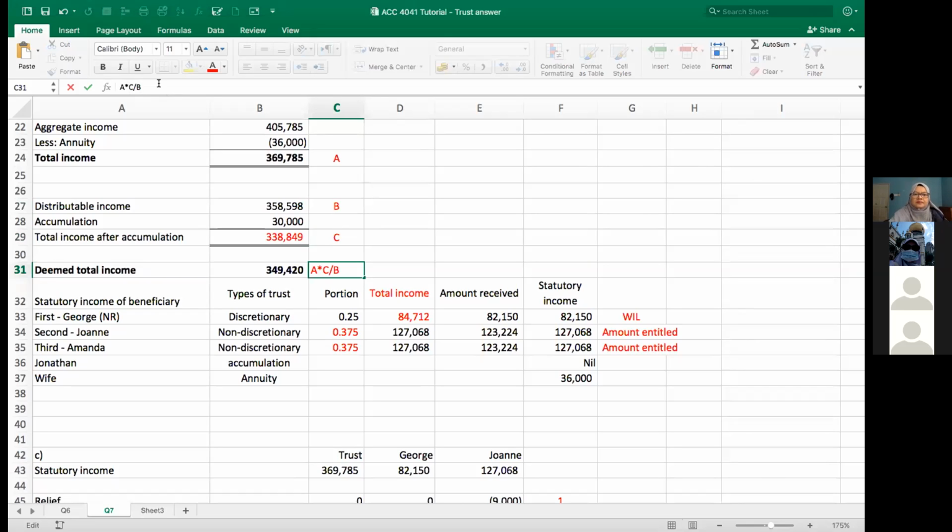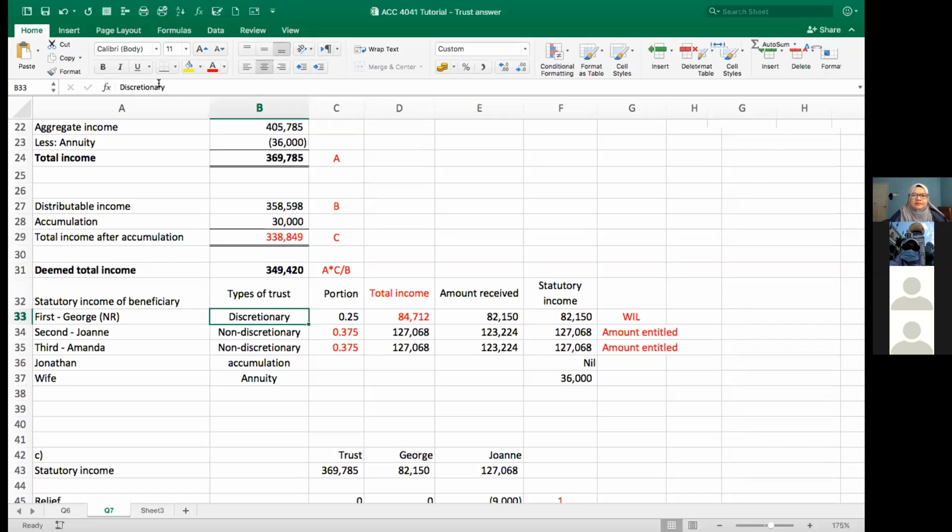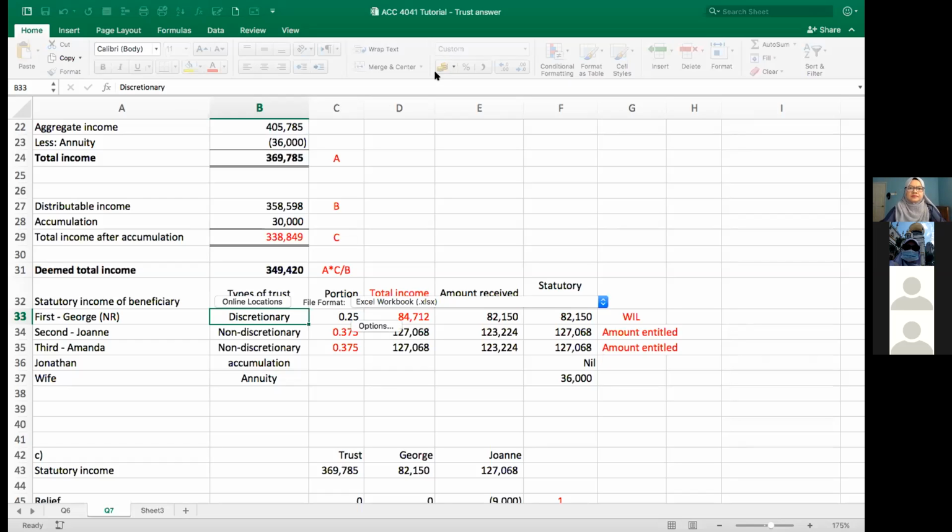Okay. C is actually your distributable income minus your accumulation. So you should get your deemed total income. So your discretionary portion. Let me check again. Oh, sorry, Doctor.